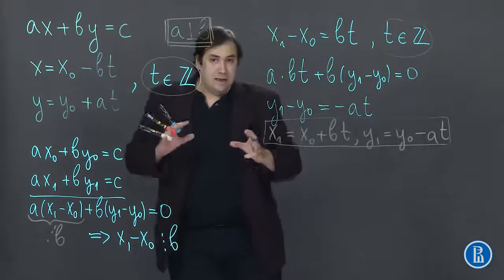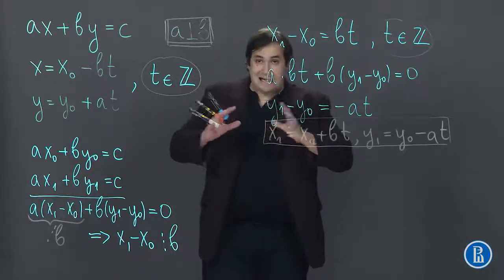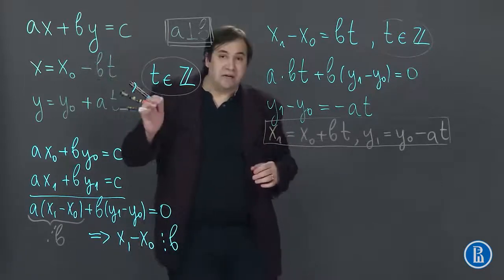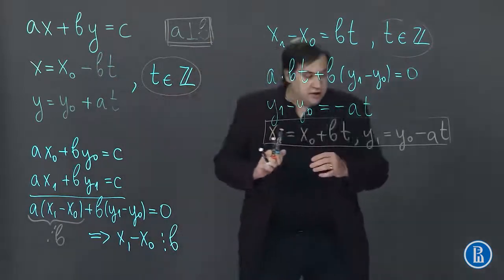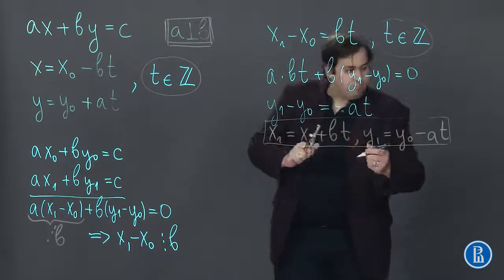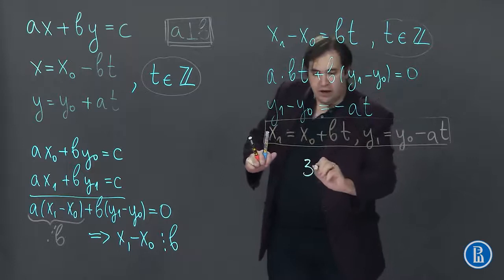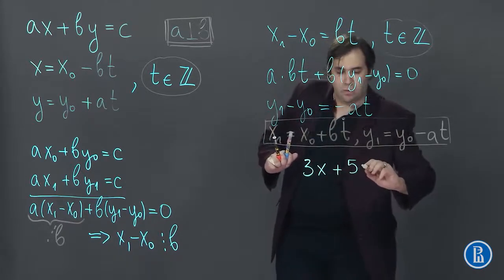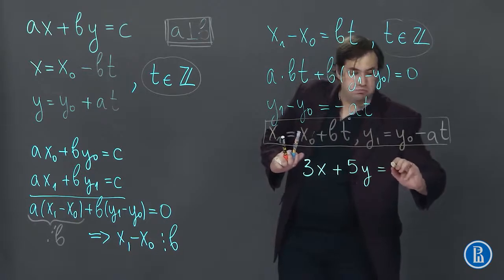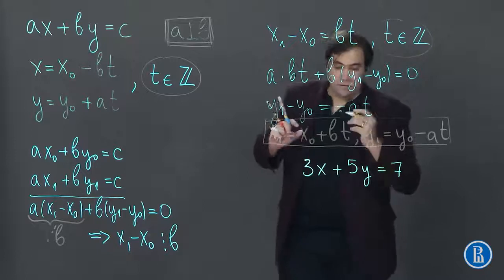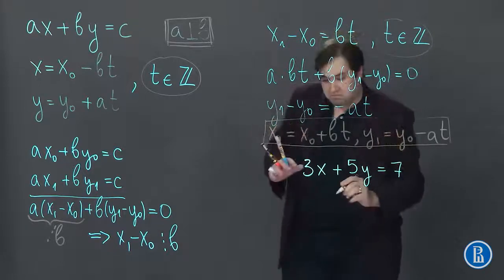Now let me just show you an example of how you can solve linear Diophantine equations with two unknowns. Take an equation, say 3x plus 5y equal to 7. So first you need to find a particular solution.